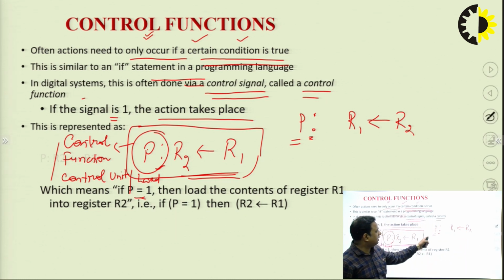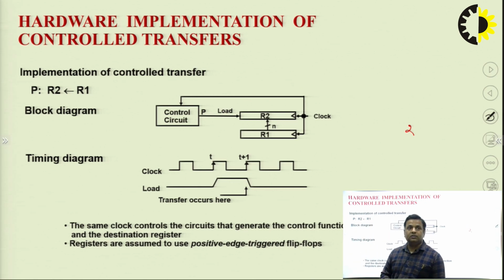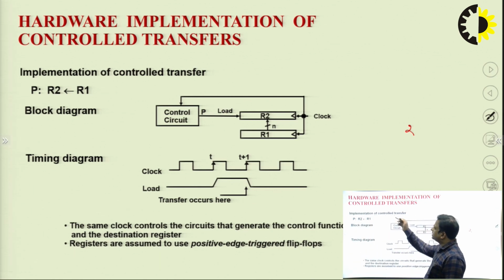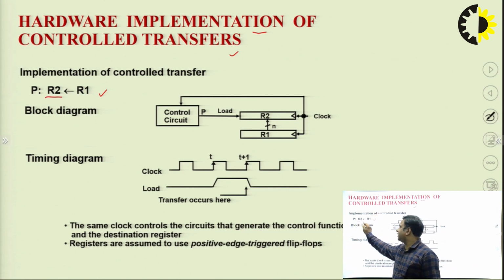So this is the way to write a register transfer language statement including the control function, right? Now the important thing is how these control functions are implemented in hardware implementation. So this is related with the hardware implementation of controlled transfer, right? These questions are asked in paper, that design the hardware implementation of this particular register transfer statement.